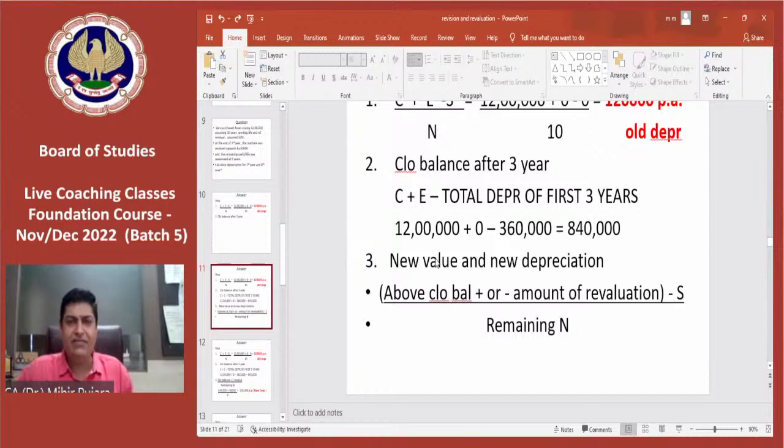So remaining life as well as value, both will change, guys. Very simple. So value will change, life will change. What will be the new depreciation, guys? Yes, here also change. You are right. Value also changes. What will be the new depreciation?